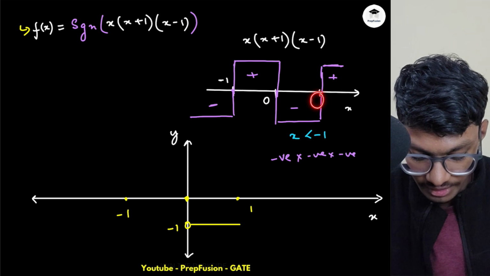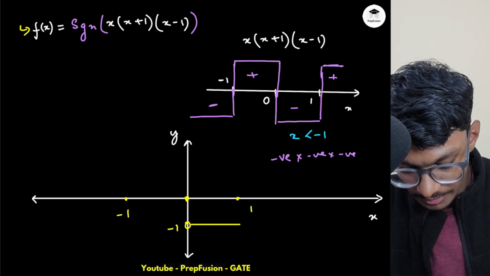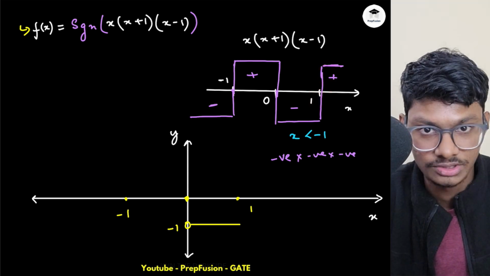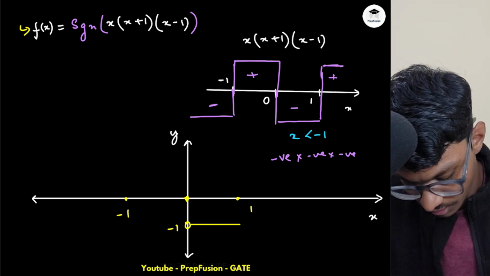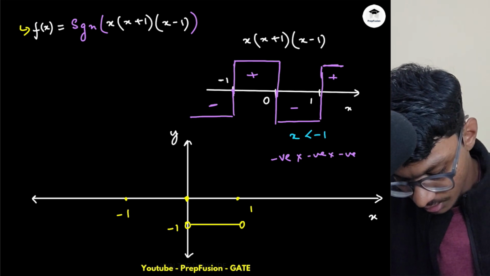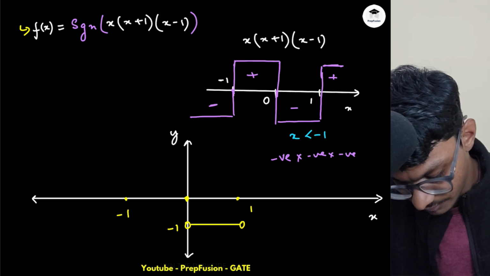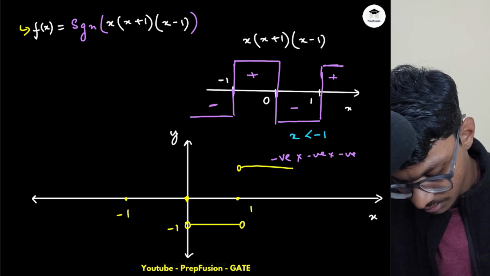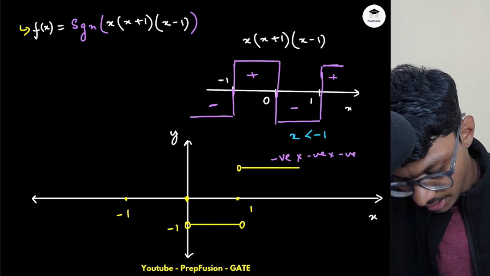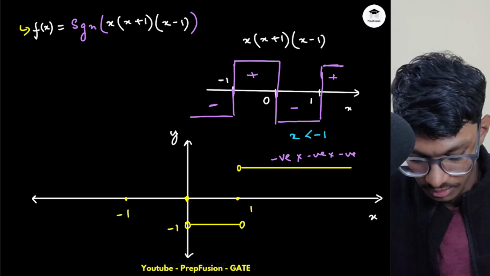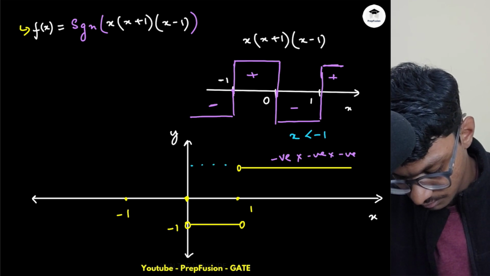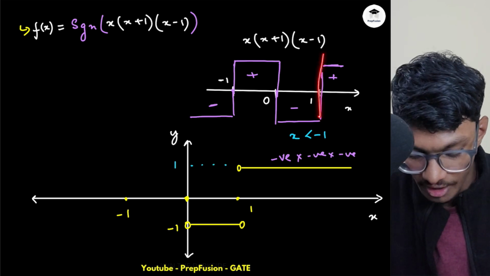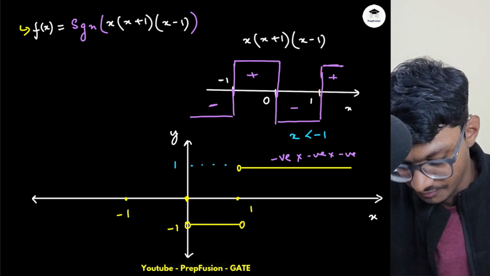Now just after x equals 1, what is happening? This is becoming plus 1. So this point is not included over here, and I can write from here. This is becoming plus 1, and this will go on. This will not end, because it is always positive after x equals 1.